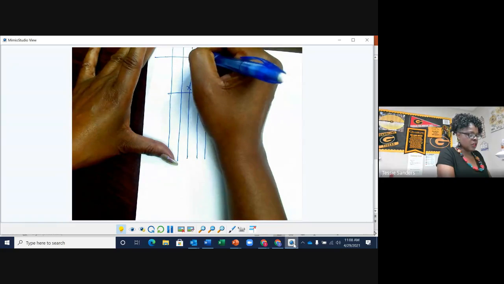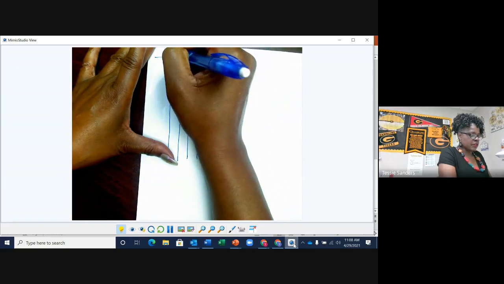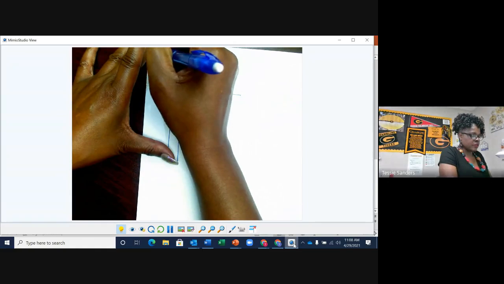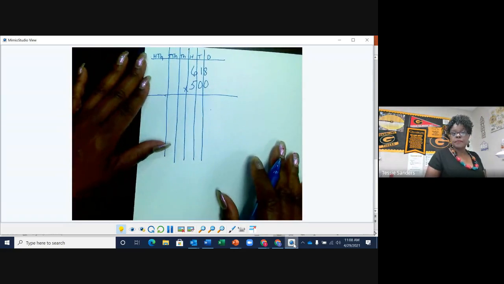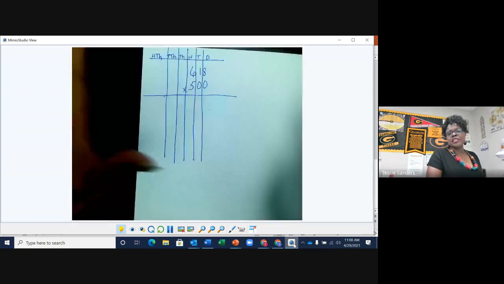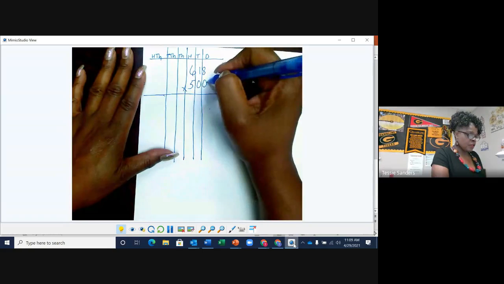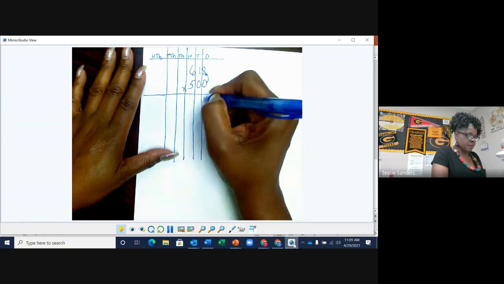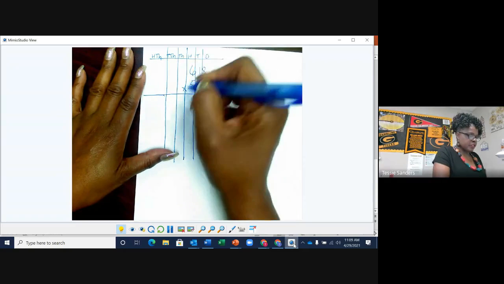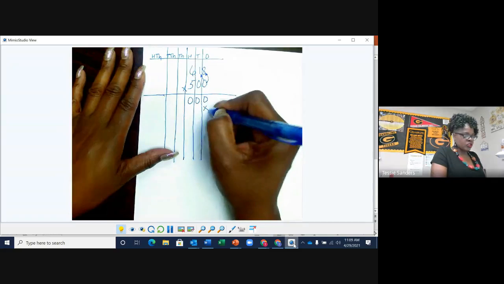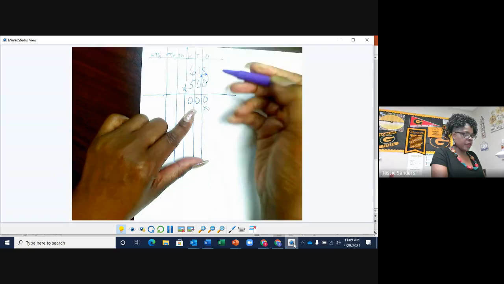Ones, tens, hundreds, thousands, 10,000, 100,000. Are you ready? Now remember, 0 times any number is what? 0. So this piece will be easy. 0 times 8 is? 0 times 1 is? 0 times 6 is? Write your 0 or your X and regroup to the tens place.